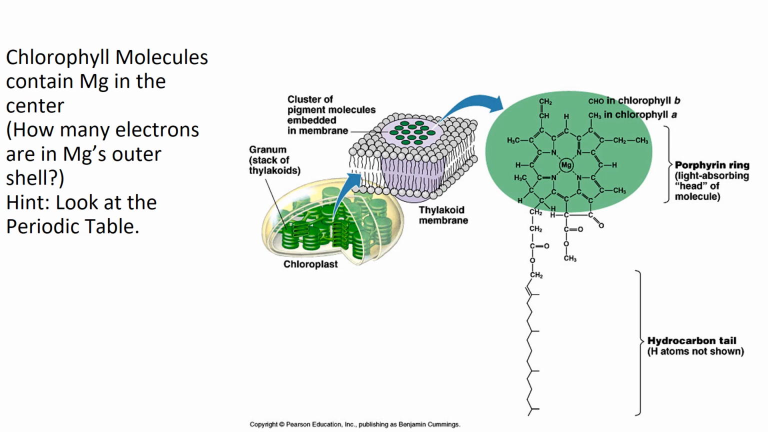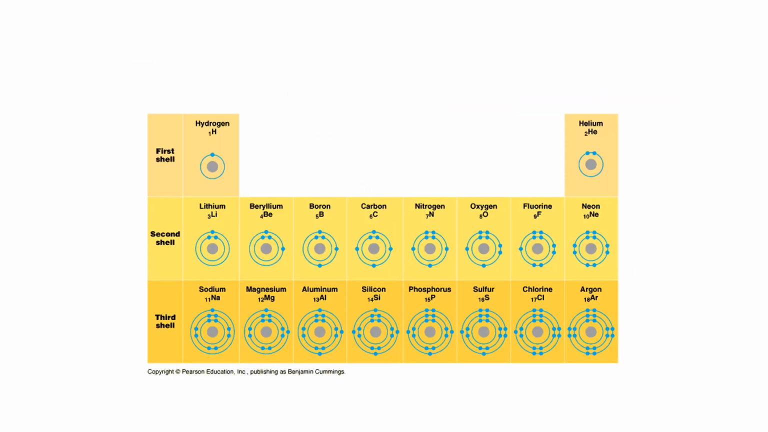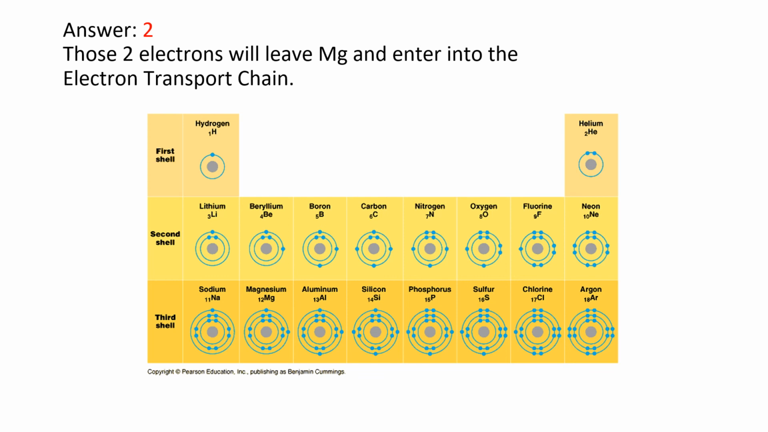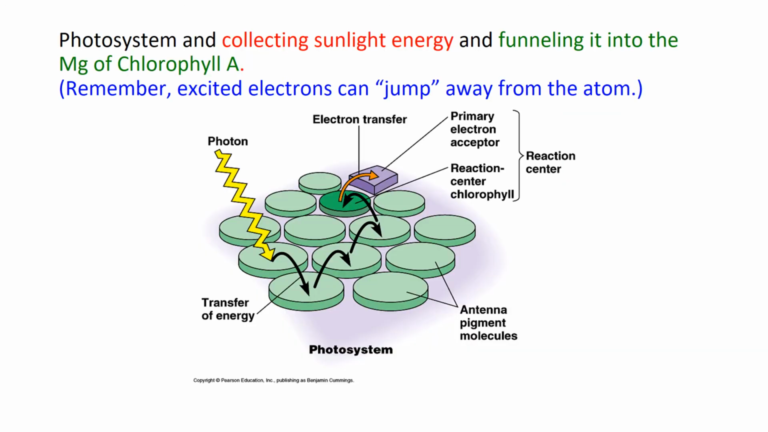And if you remember, magnesium, which is right here in the bottom part of the periodic table, it is in column 2, which means look at how many valence electrons it has. It has how many? That's right, 2. Those 2 electrons are going to get a boost in energy, and they are going to go down what we call the electron transport chain, which you will see shortly in our next lecture.